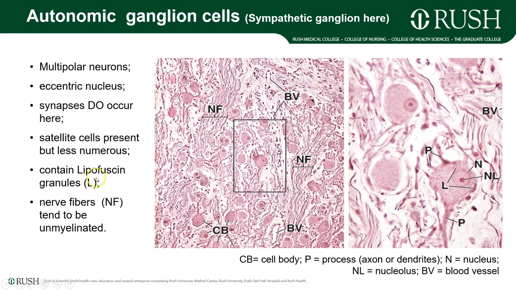They also contain these lipofuscin granules, which are nothing more than sort of like lysosomal granules or vesicles within the cell body. And in here, the nerve fibers tend to be unmyelinated.